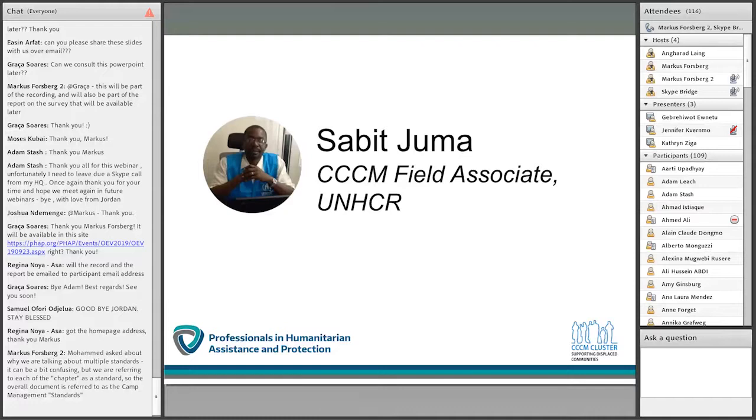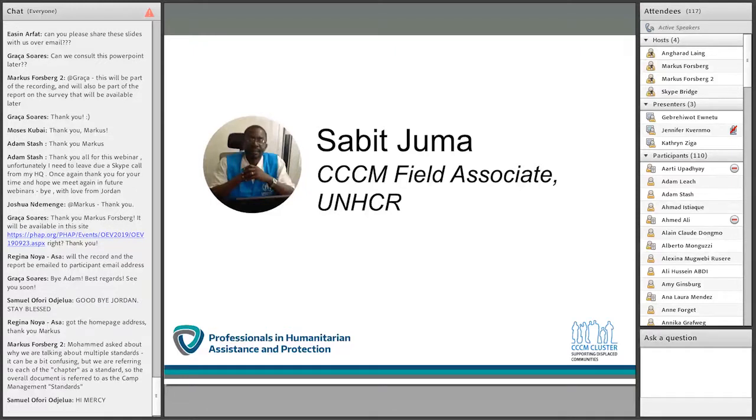Just regarding the standards, as mentioned by colleagues also, it is really very important to have them because it will help the camp managers to deliver their service with clarity and accountability. And it also unifies our work as humanitarians on the ground so that all of us speak the same language.